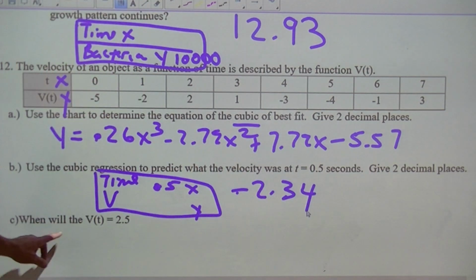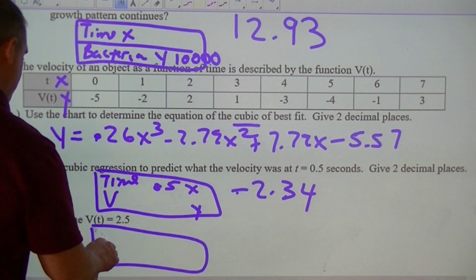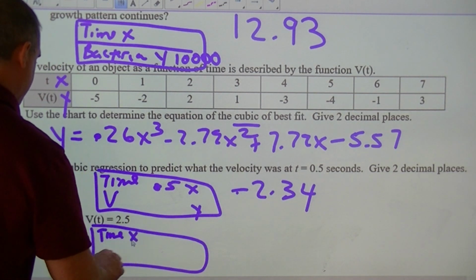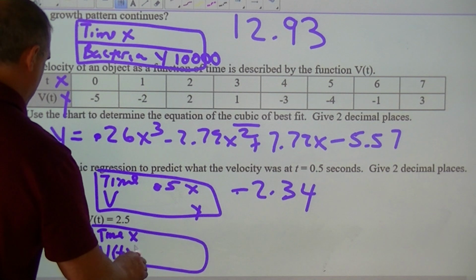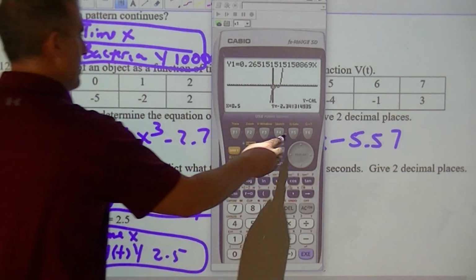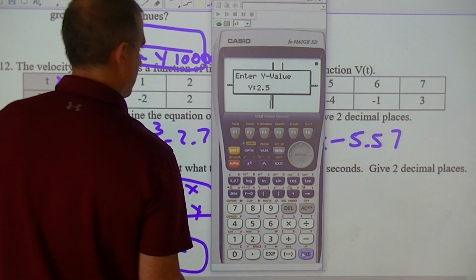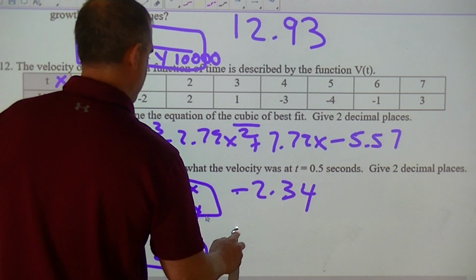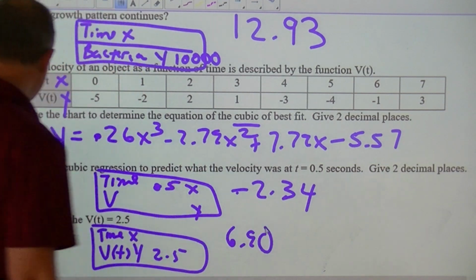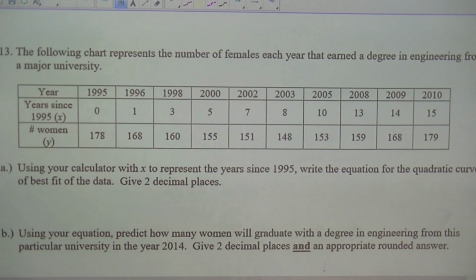Okay, now this one says, when will the velocity be that? Okay, so for this, it's time, x, velocity of y, so this is 2.5. So in this case, I will do an x cal. 6.90. Okay, I think that's it for that page.